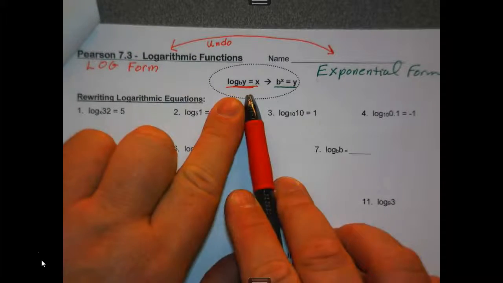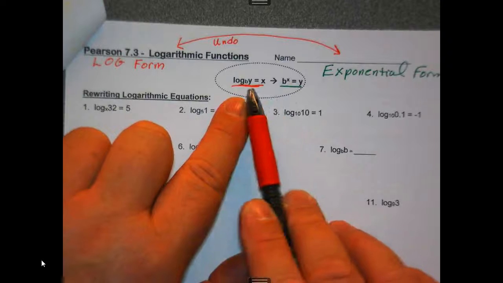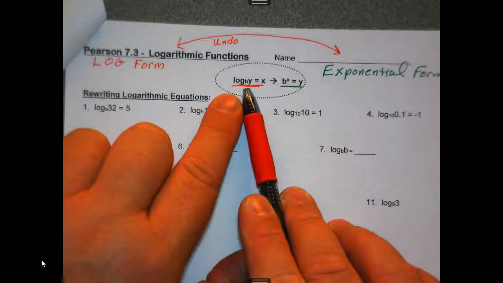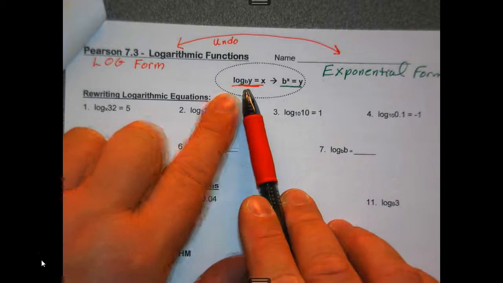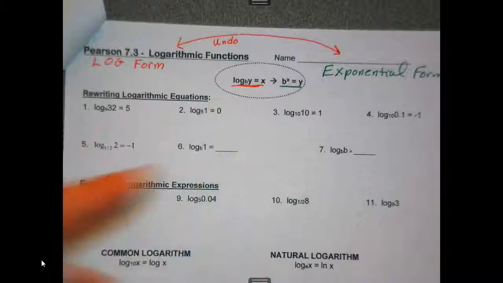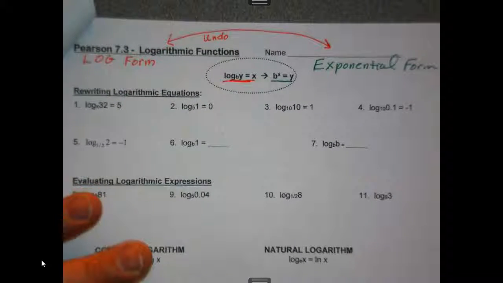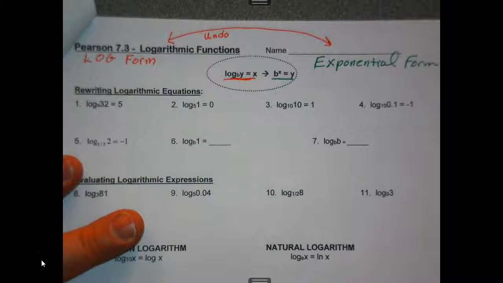Yeah, well, first of all, we're going to switch back and forth, which is what we're going to do right now. But if I wanted to get rid of this log base b, I would just make it an exponent of the base b. And we'll do some of that later on, okay? That's what I mean by undoing each other. All right, so, yes, lots of calculator in this.